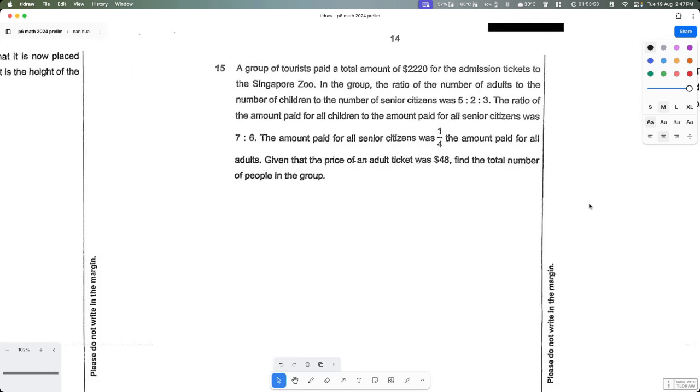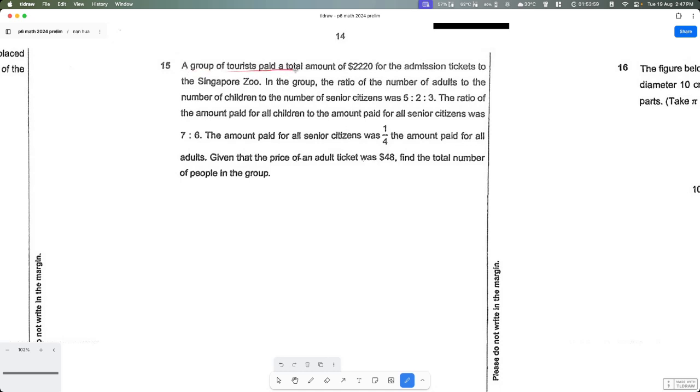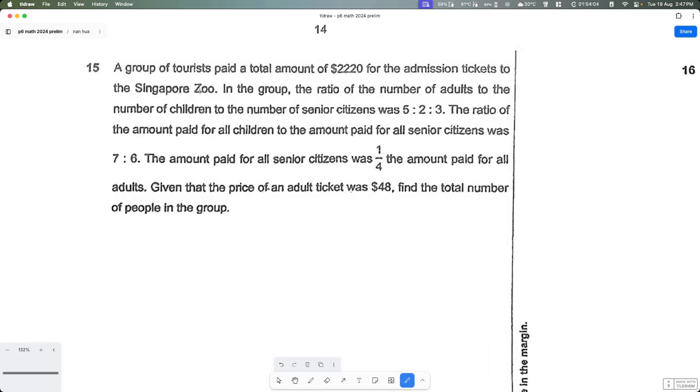Question number 15. That's a lot of words. Okay, so a group of tourists paid a total of $2,220 for the admission tickets to the Singapore Zoo. In the group, the ratio of number of adults to number of children to the number of senior citizens was 5 is to 2 is to 3. The ratio of amount paid for all the children to the amount paid for all senior citizens was 7 is to 6. The amount paid for all senior citizens was one quarter the amount paid for all adults. Given the price for an adult ticket was $48, find the total number of people in the group.